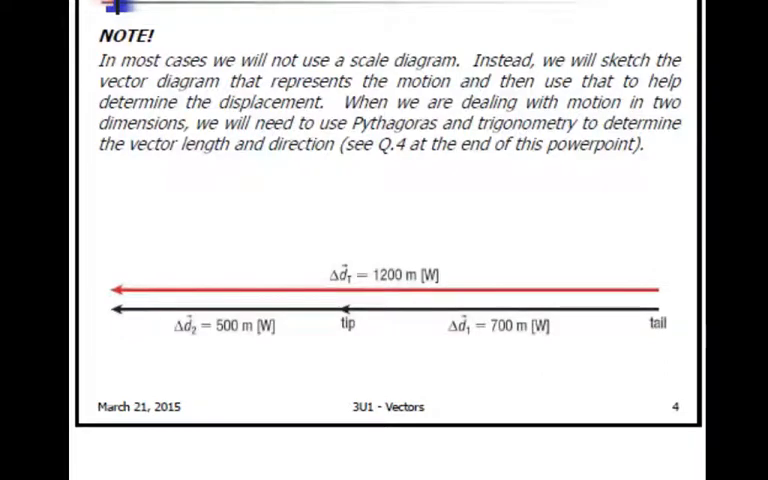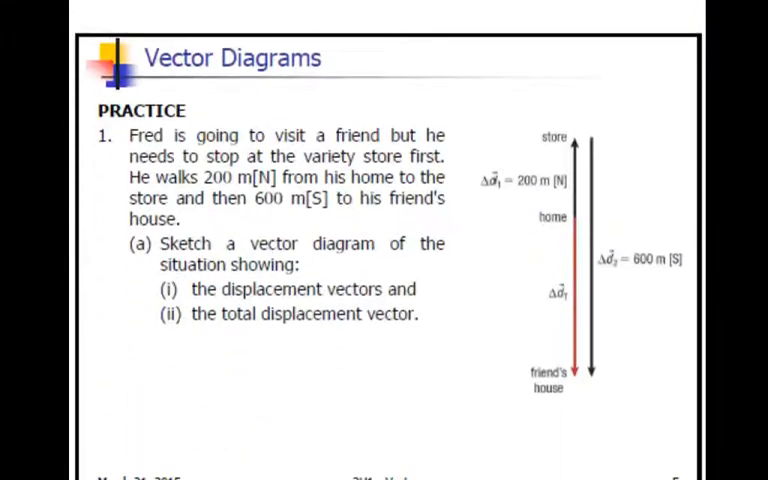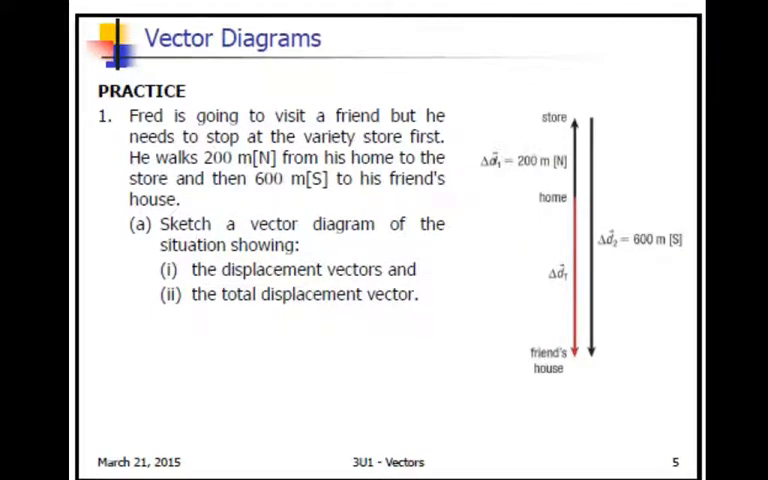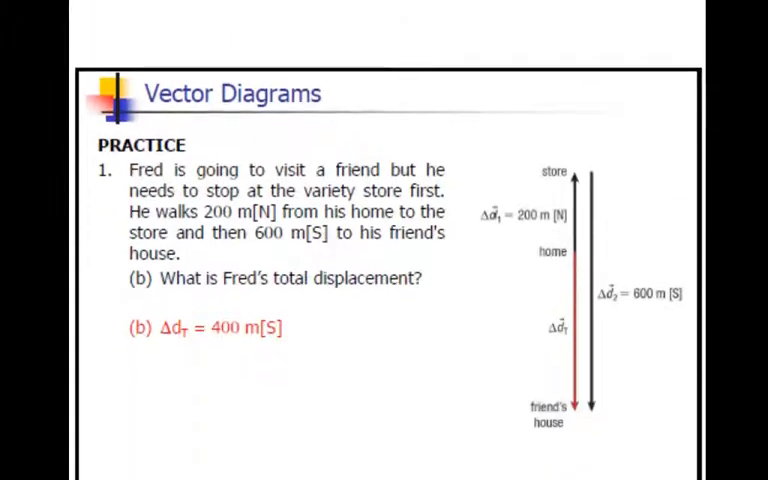Now again, it says here in most cases you won't use a vector scale diagram. I've already kind of talked about that. Let's look at a practice problem. Here it says Fred is going to visit a friend, but he needs to stop at the variety store first. He walks 200 meters north, and then he walks 600 meters south to his friend's house. Now they're asking to do a vector scale diagram. It's on the side. I won't really go through it too much, but we will discuss what his displacement is. I think it goes on to the next part of this question.